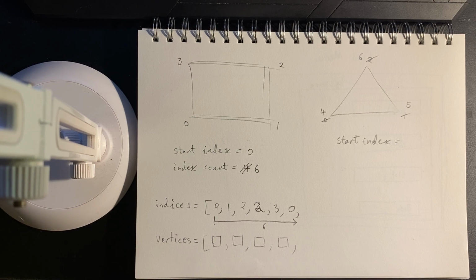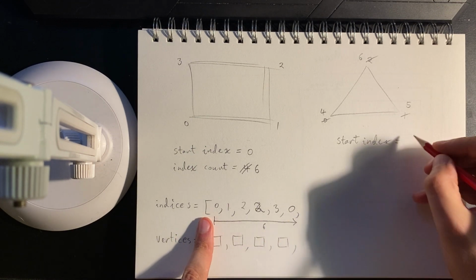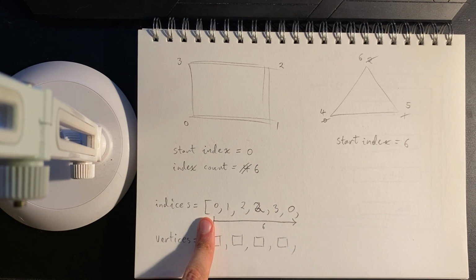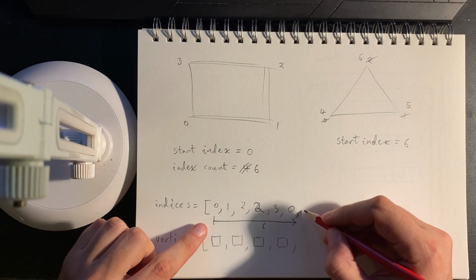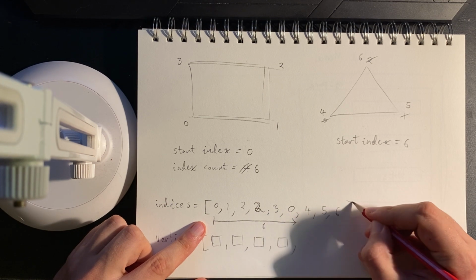to debug. So what we do instead is we take the number of indices which have been defined so far, and that's the start index for the next shape. So again, I'll pop this data on. So we have 4, 5, and 6.